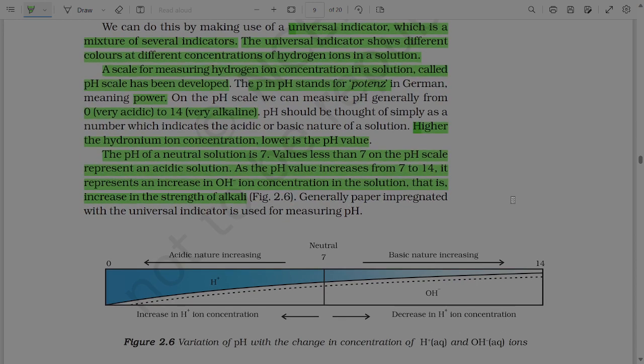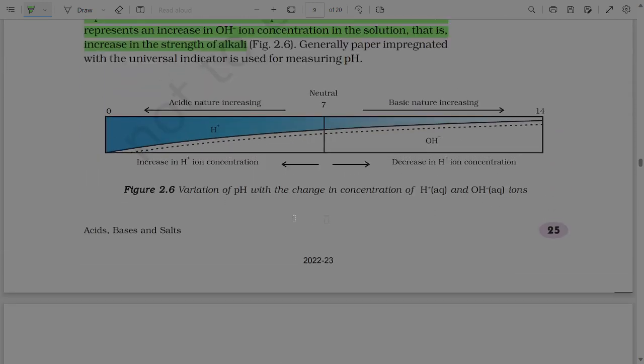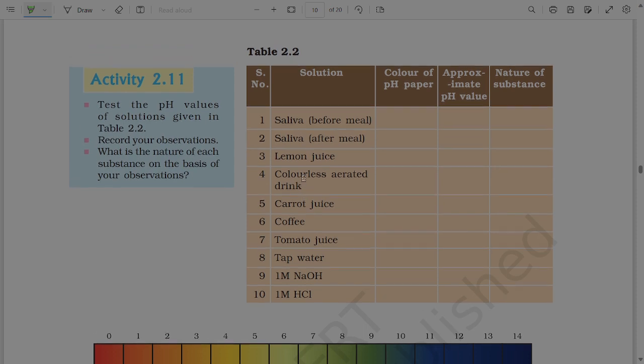Generally, paper impregnated with the universal indicator is used for measuring pH. This figure shows the variation of pH with change of concentration of H+ (aq) and OH- (aq) ions. You can refer to the figure and understand the above-mentioned things. Then test the pH values of the solutions given in Table 2.2. Record your observation. What is the nature of each substance on the basis of your observation?